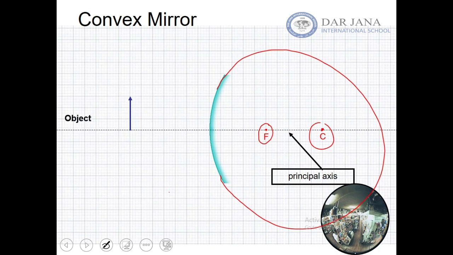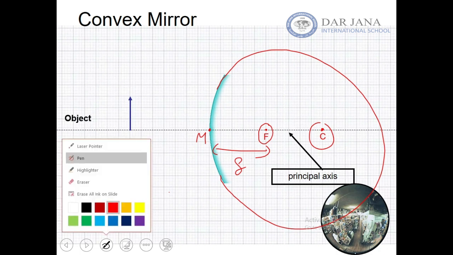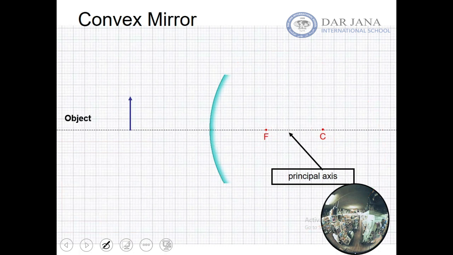The distance between the mirror, point M, and the center is the radius. Also F here is half the distance between M and C, so it's half the radius. Only in this case, the radius and the distance between the focal point and the mirror will be negative, as we're going to see later on. So the convex mirror is also a spherical mirror with a center C. So far so good.